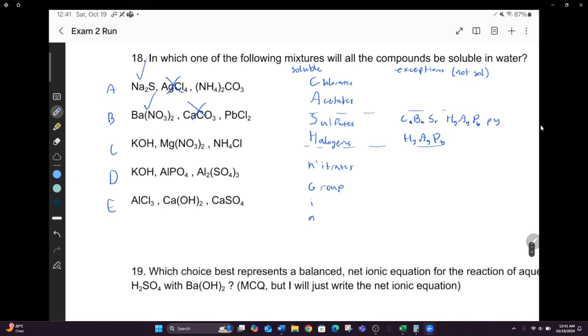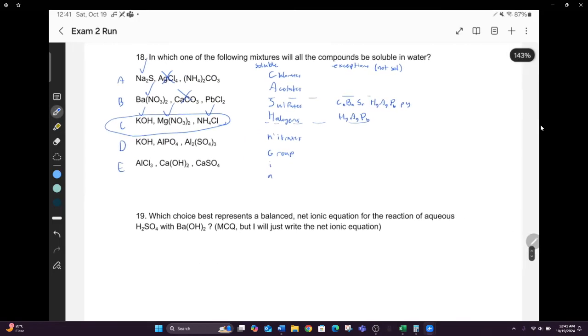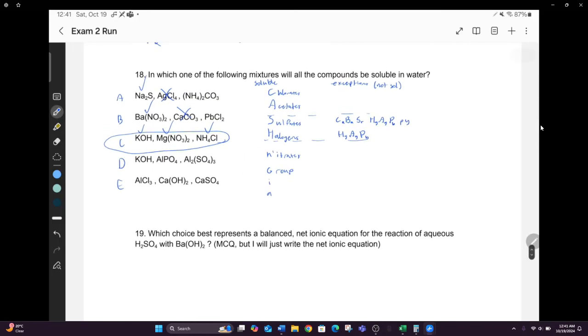KOH. K is a group 1A, that's soluble. Nitrates are all soluble. Cl is a chlorate and doesn't have any exceptions, so this would be our answer. And what I would do is check off the D and E as extra practice and make sure you know how they're soluble or not soluble.